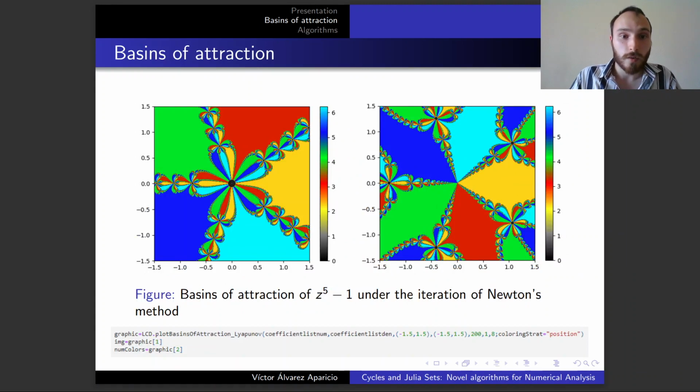In this example, we can see the basins of attraction of the polynomial z to the fifth minus 1 under the iteration of Newton's method. So we are iterating the rational map induced by Newton's method applied to this polynomial. The graphic on the left corresponds to a neighborhood of the origin in the complex plane, while the one on the right represents a neighborhood of the infinity point. In both of them, the colors represent each basin of attraction, and each one corresponds to one of the 5 roots of the polynomial z to the fifth minus 1. As you can see, below the graphics is the precise function that was used to compute them.